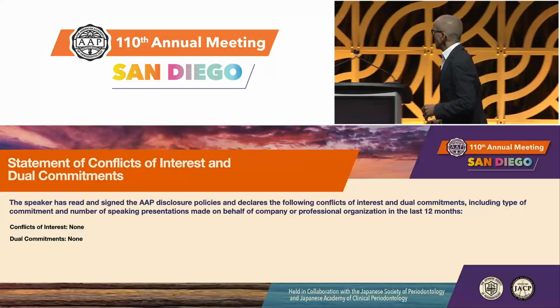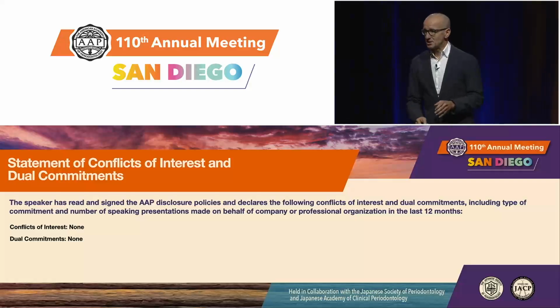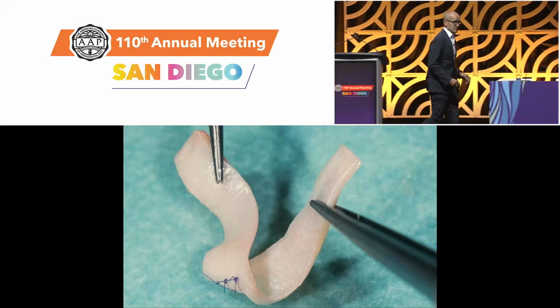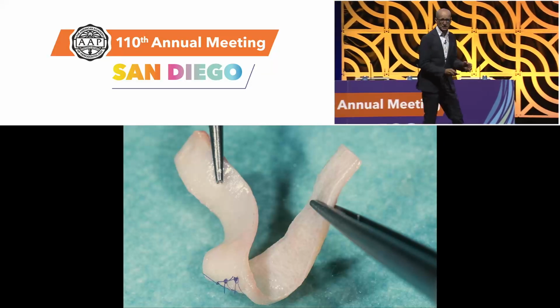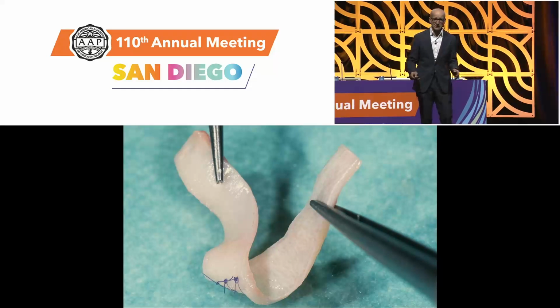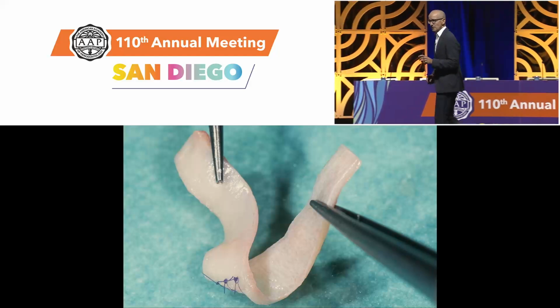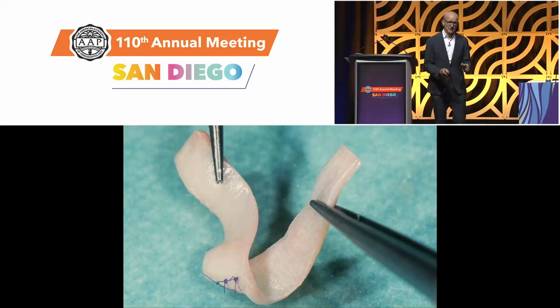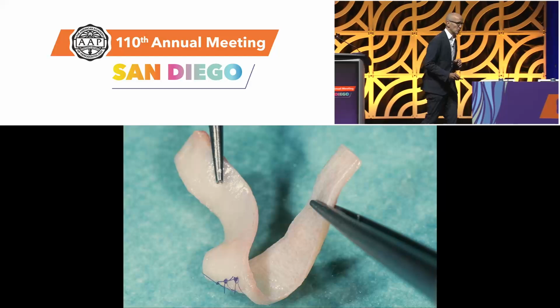I have no conflicts of interest, no commitments, just as an addition. I don't need to mention in front of this audience that the application of soft tissue autografts has probably characterized the last 60 years of clinical periodontology, mainly with 2 different targets being pursued: increasing the width of keratinized tissue and increasing soft tissue volume.